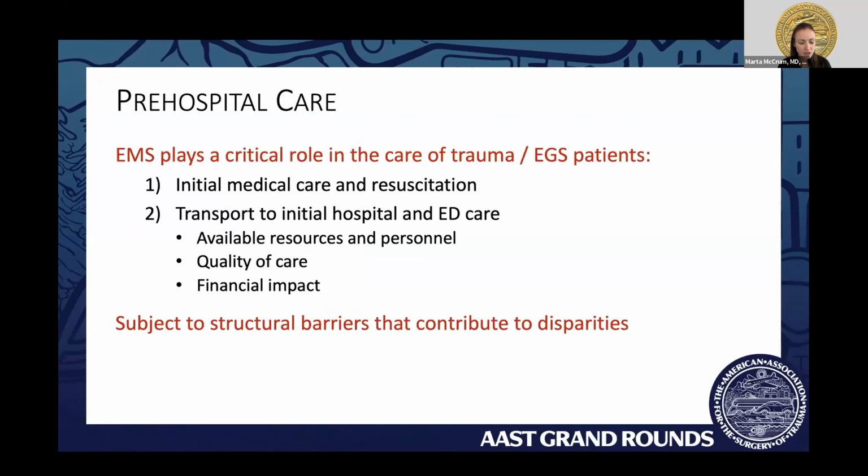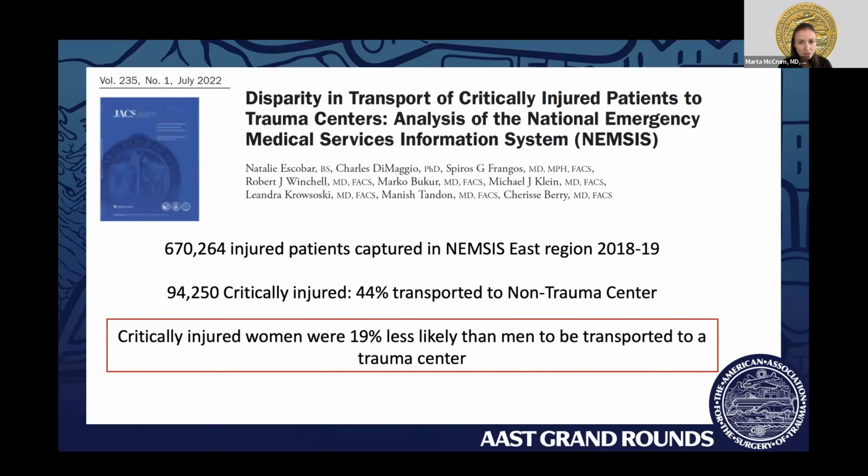We all know that pre-hospital care is important. It's where the start of resuscitation takes place and key interventions, but it's also involved in the selection of an initial hospital for patients, which impacts the availability of resources that they receive when they get to that hospital, the quality of care that they receive, and financial impact downstream on the patient. And this decision of hospital choice and selection is subject to structural barriers that once again have downstream effects on disparities that we observe. This paper is from Dr.